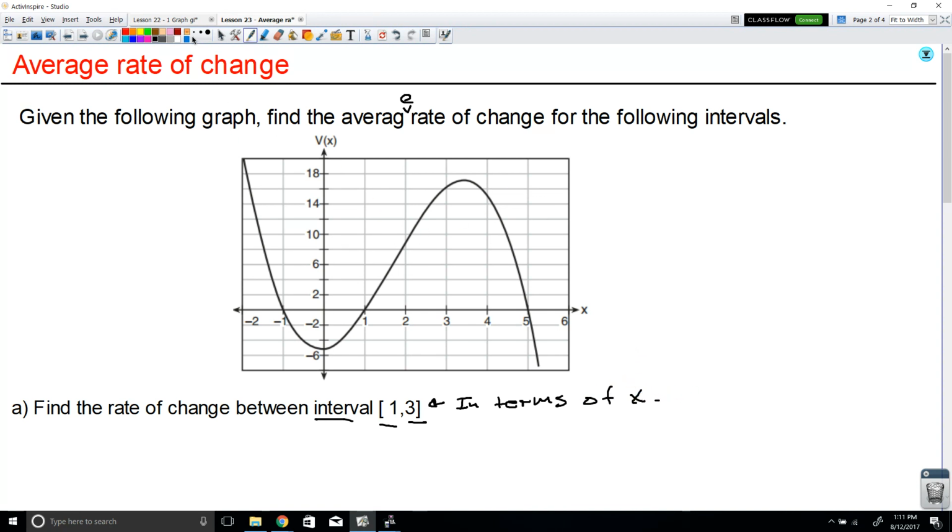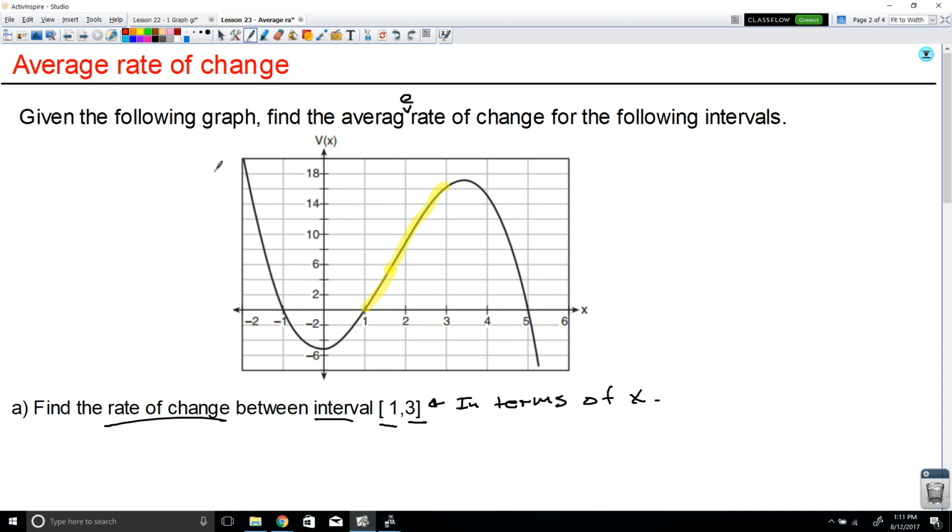So what this is saying is, look, you have this graph. What is the slope, or what is the rate of change between x equals 1 and x equals 3? So where's that at in our graph? You want to find out the rate of change in this interval from x equals 1 all the way to x equals 3. Okay, so how do we do that?